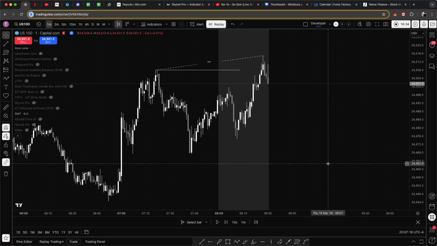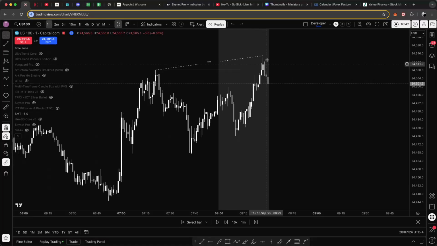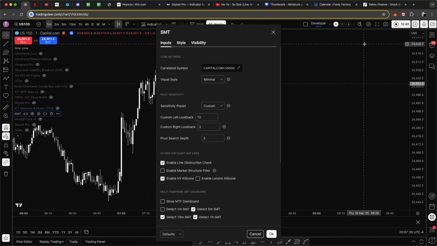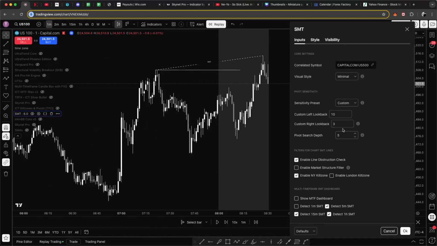Right now, the indicator has detected a divergence. We do have an SMT now. Why is this SMT being printed right now? Because I told the indicator, I'm on custom, to spot the SMTs after 3 candles after creating the pivot point. That high point is confirming that the S&P 500 has not taken this high yet, and Nasdaq is actually sweeping the high.